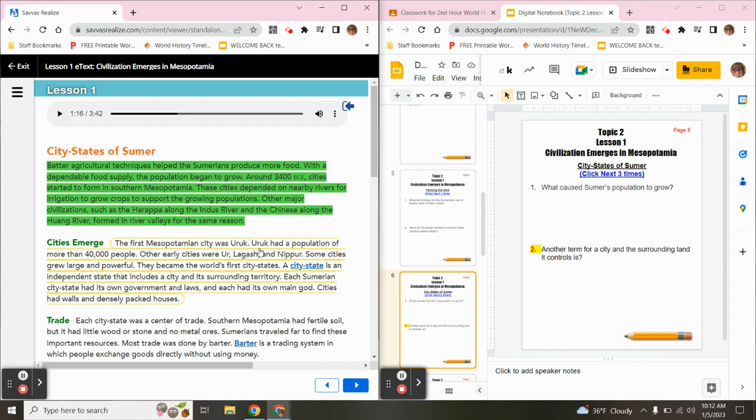So they actually pronounce what I have been pronouncing Uruk as Uruk. So U and then ruk. Another term for a city and the surrounding land it controls is, this is a quiz question, you will find that answer in this yellow circled paragraph.